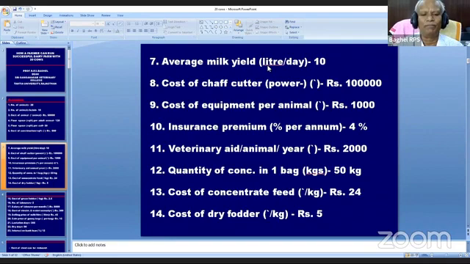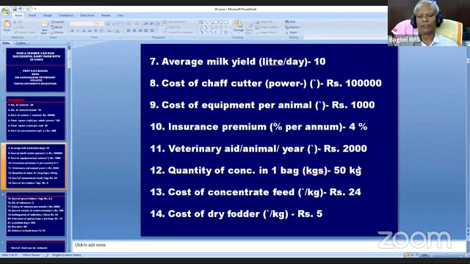To run the dairy farm nicely, one needs a chaff cutter for proper cutting of the green fodder, and that should be power driven. Its cost may be around 1 lakh rupees. Cost of equipment is on average rupees 1,000 per animal. Then the insurance premium is 4% of the total cost of the animal per annum. For the health of the animal, the cost of medicines is on average rupees 2,000 per animal.